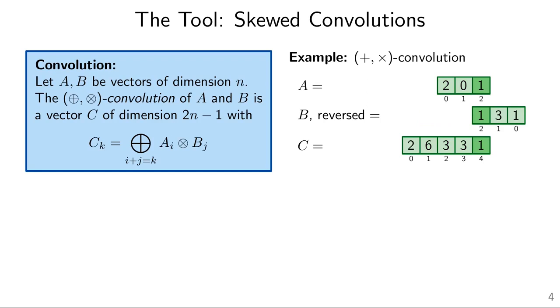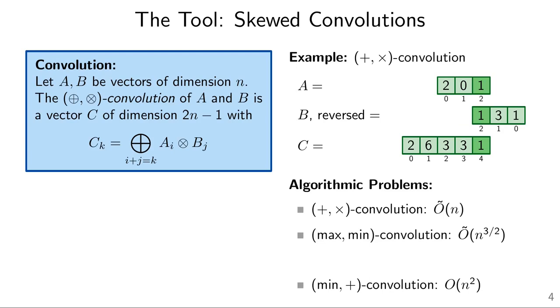Now, this is a purely mathematical definition, but of course, we can turn this easily into an algorithmic problem, right? So the input is A and B as vectors. The output is the vector C. How fast can you compute this? There's this very classical algorithm, called fast Fourier transform, which solves the regular integer convolution in time Õ(n). Another way of viewing this problem is as polynomial multiplication.